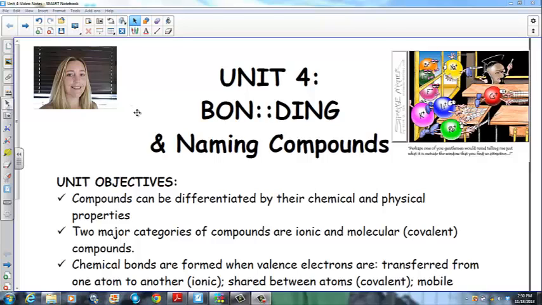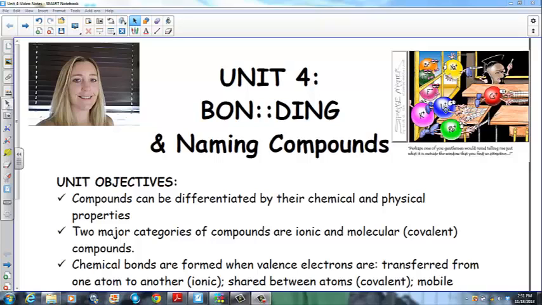Okay, so this is Unit 4, Bonding and Naming Compounds. I added this little cartoon here for you guys just to look at the concept of bonding. We have some male ions that are positively charged, and they're being sucked toward the window, toward the female negatively charged ions out here, the anions. Notice they are nonmetals, and these are all metals.